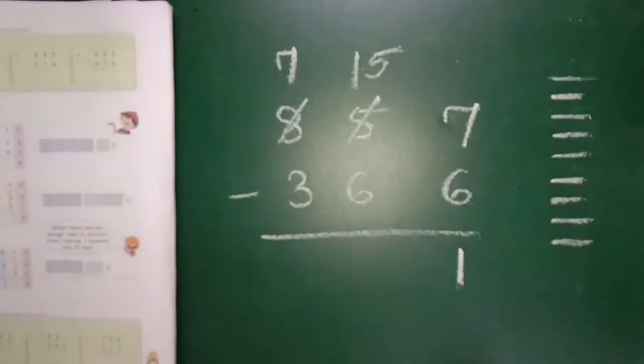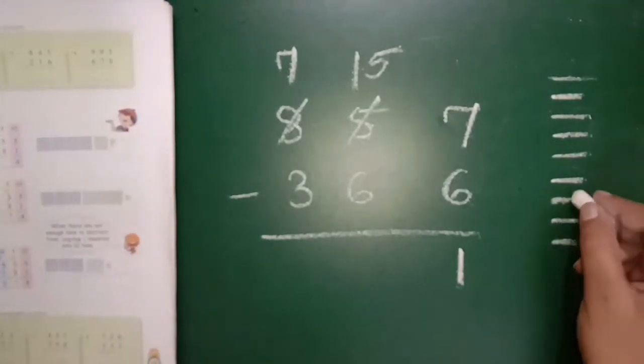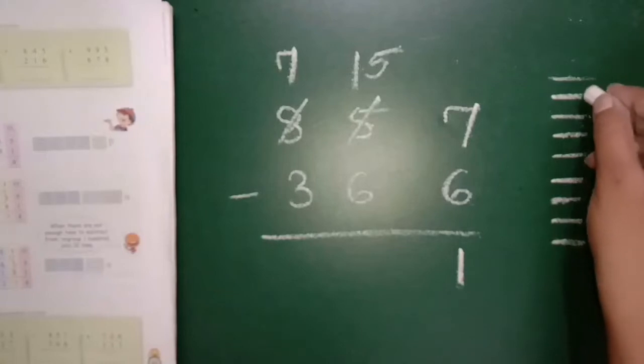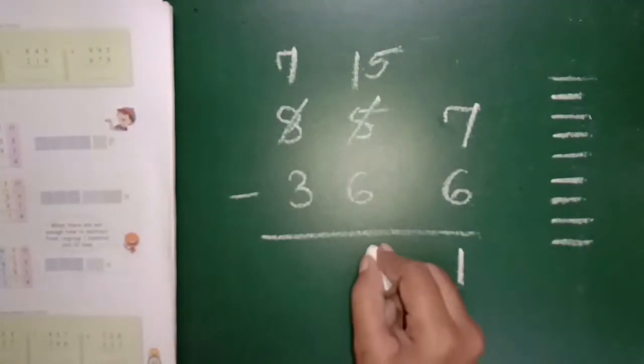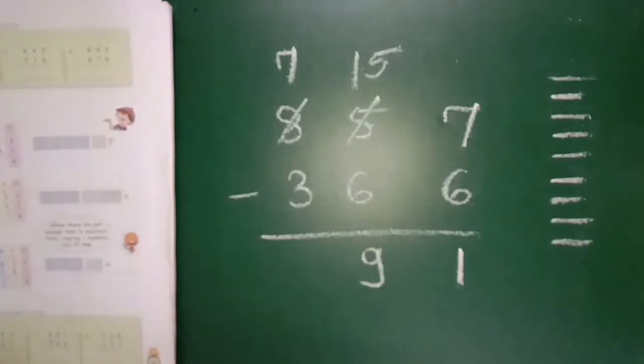How many lines are here? 1, 2, 3, 4, 5, 6, 7, 8, 9. So write here 9. Okay.